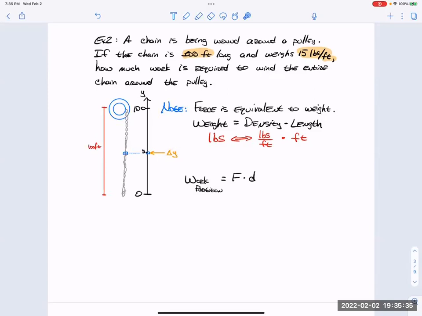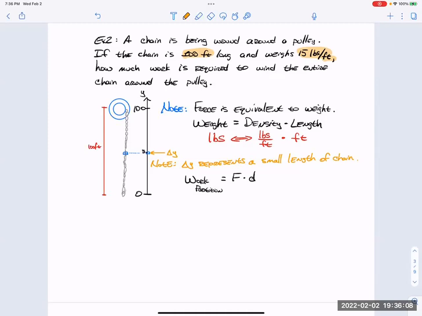All right, so let's write that down, this little note here. Note, delta y represents a small length of chain, which is a small length of chain. Okay.